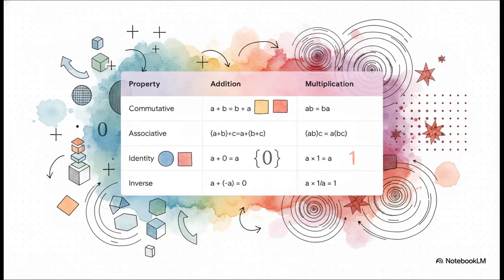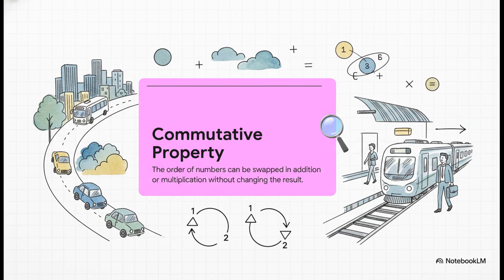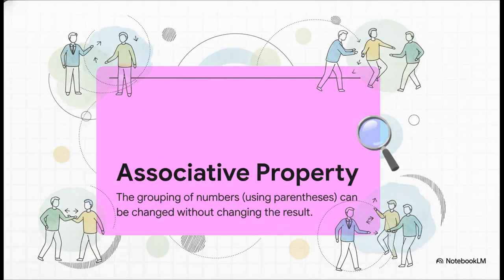Okay, this slide right here, this is our playbook. It shows how each property has a version for both addition and multiplication. It's a fantastic cheat sheet. But for now, let's just zoom in on the two that people mix up the most often. First up, we've got the commutative property. The best way to remember this is to think of the word commute. When you commute to work, you change your location. With the commutative property, the numbers change their order. Simple as that. Next is the associative property.